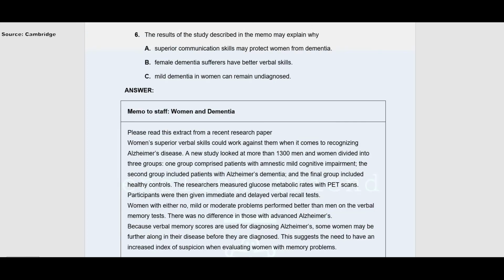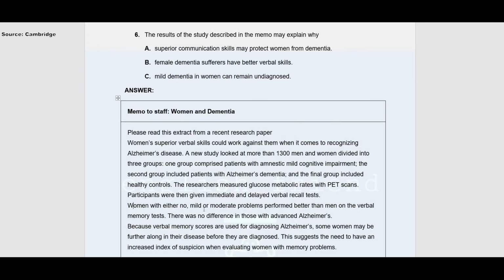Question number 6. The results of the study described in the memo may explain why. Paragraph says, women's superior verbal skills could work against them when it comes to recognizing Alzheimer's disease. A new study looked at more than 1,300 men and women divided into 3 groups. One group comprised patients with amnestic mild cognitive impairment. The second group included patients with Alzheimer's dementia. And the final group included healthy controls. The researchers measured glucose metabolic rates with PET scans. Participants were then given immediate and delayed verbal recall tests.